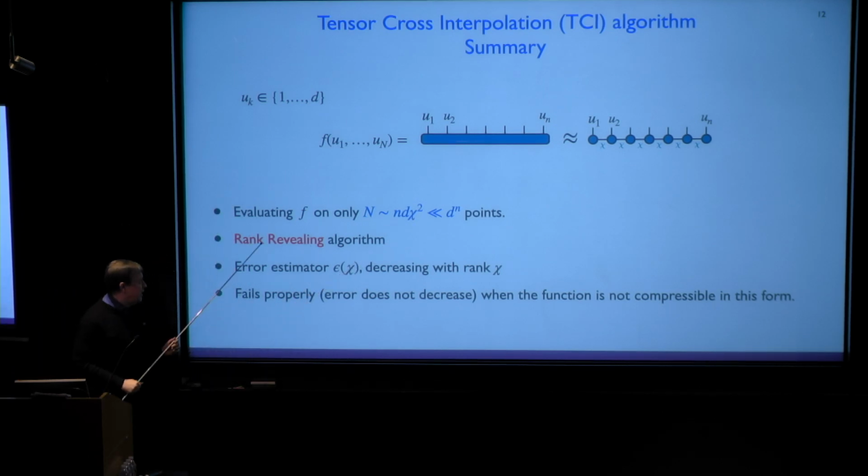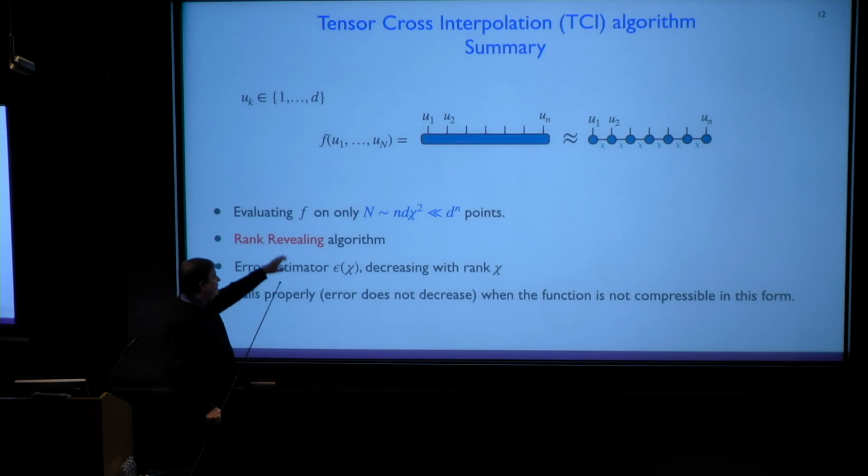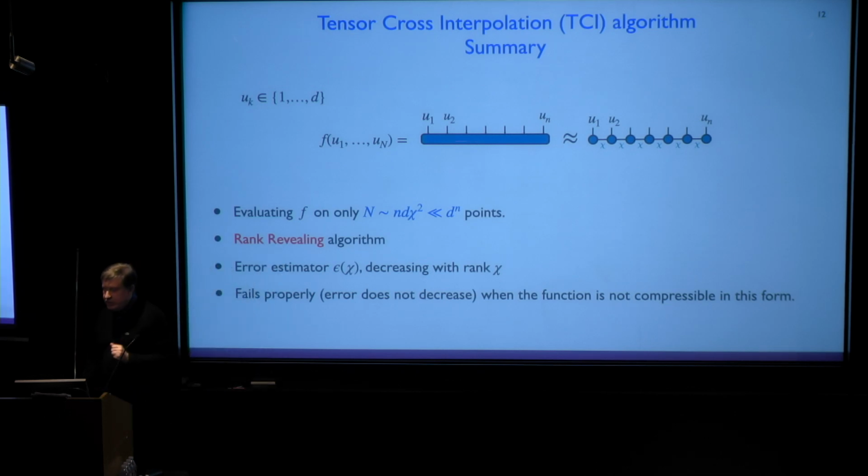The algorithm is a rank-revealing algorithm, meaning you're going to run it, and you are going to have an error, epsilon of chi, that decreases when the rank chi is increasing, so you can control it, with the caveat that you're, of course, in large dimension. Therefore, there is always a possibility of trouble. We can discuss that if there are questions. But in general, it works in this way.